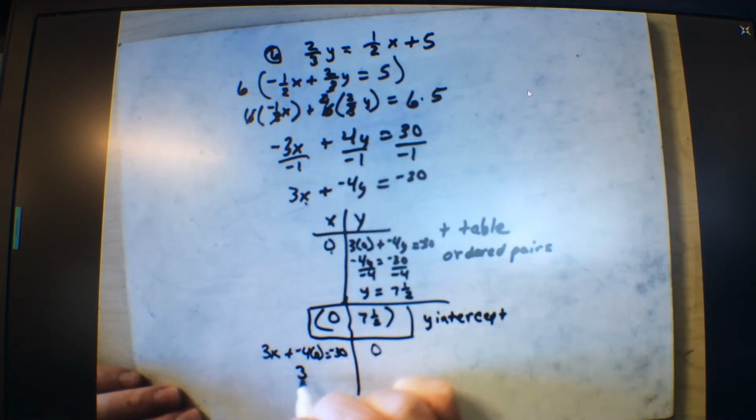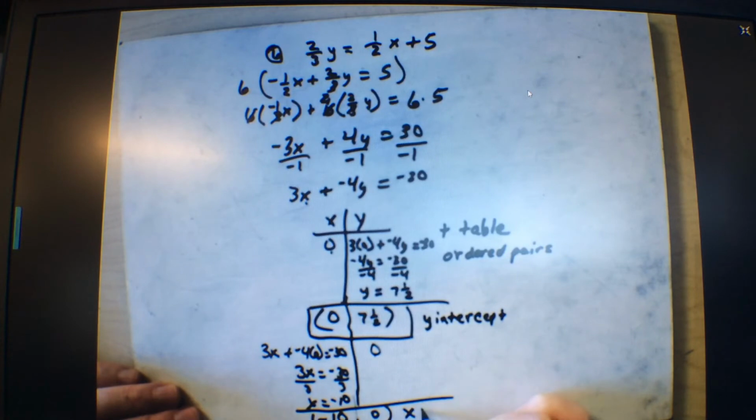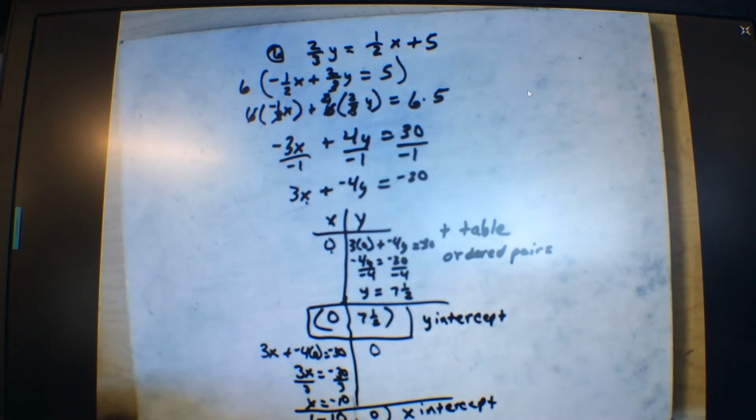So now I have 3x equals a negative 30, right? And if I divide by 3, what do I get? X equals, how about a negative 10? So we have the ordered pair, a negative 10, 0, right? And this is called the x-intercept. How many points do I have, Ryan? 2. How many points determine a line? 2 determine it, but I have infinite on it.